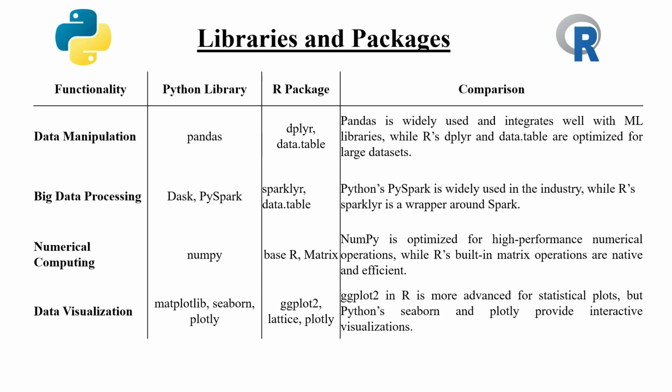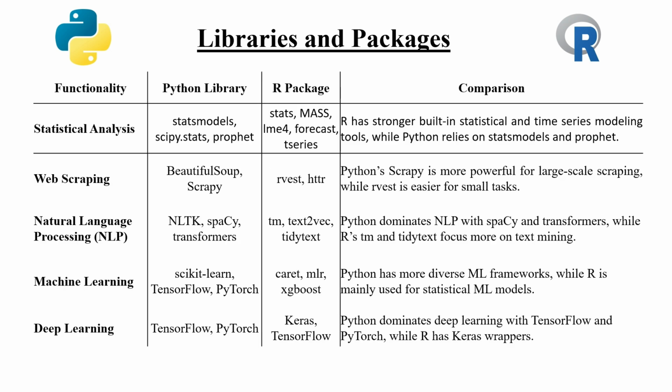And some more comparison. For statistical analysis, Python's libraries are statsmodels, scipy.stats, and Prophet. Similarly, R packages are stats, MASS, lme4, forecast, and tseries. So there are plenty of packages available in R for statistical computing, because as I mentioned earlier, R is specially designed for statistical analysis.